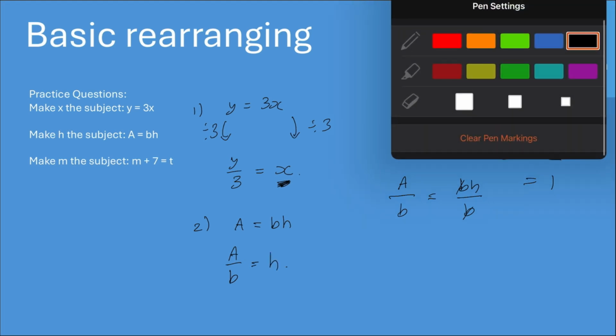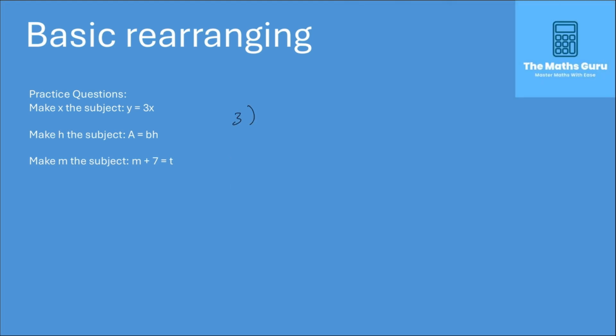Looking at question number 3, we have make m the subject of the formula. So we have m plus 7 is equal to t. Making m the subject of the formula, first we must look at our m and see what is being applied to our m. In this case, it's being added to 7. To reverse this and get m by itself, we need to minus 7 from both sides of our equation. So minusing 7 and minusing 7, we get m is equal to t minus 7.